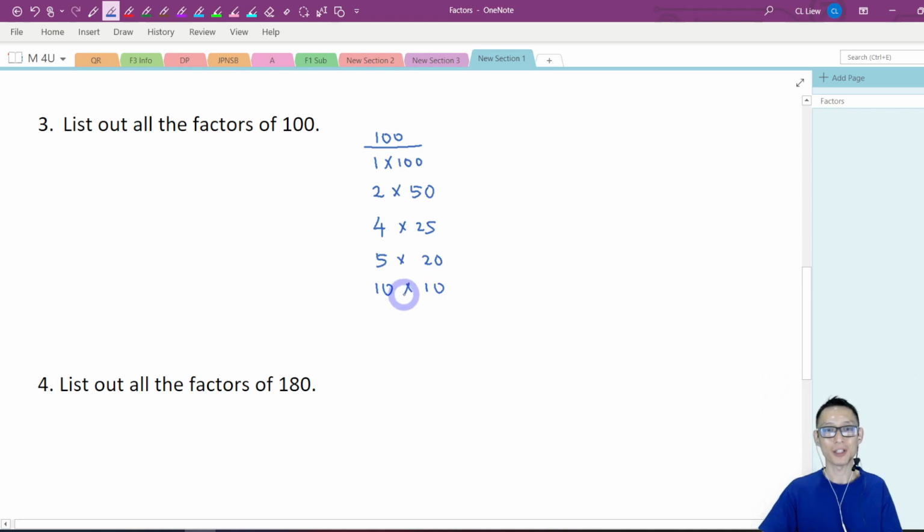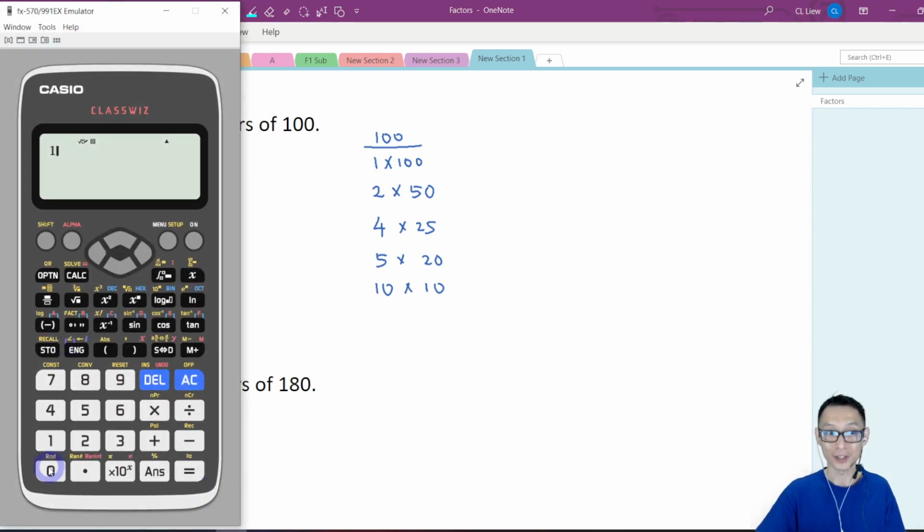Okay, then we can stop here. These are all the factors of 100. So another way to get this faster, you can use your calculator to help you do the prime factorization. What you need to do, just key in 100, press equal, then use the prime factorization feature to help you do prime factorization.